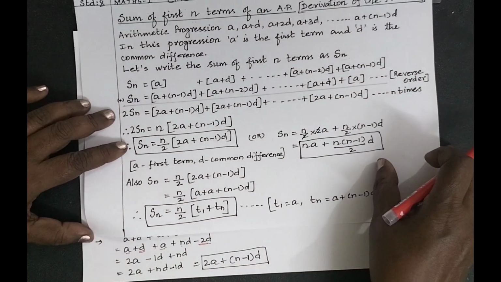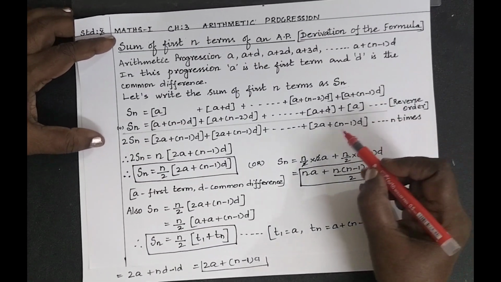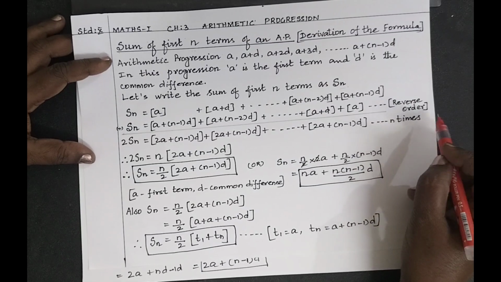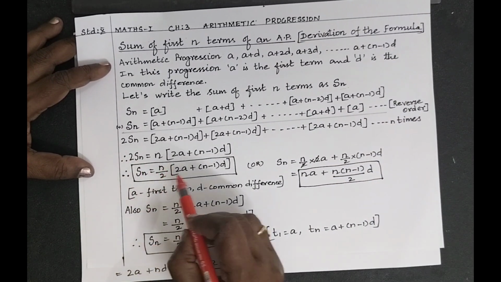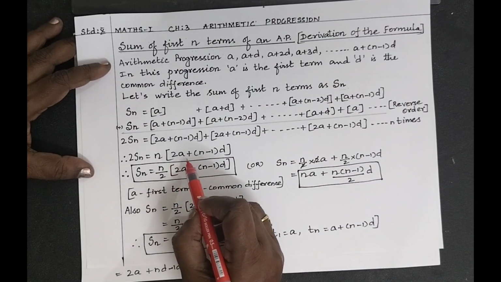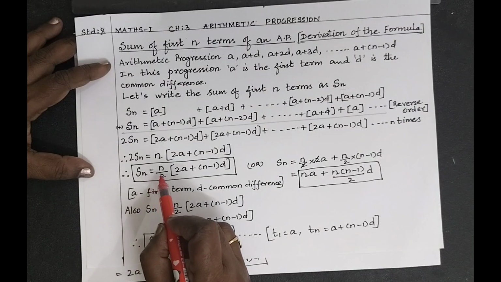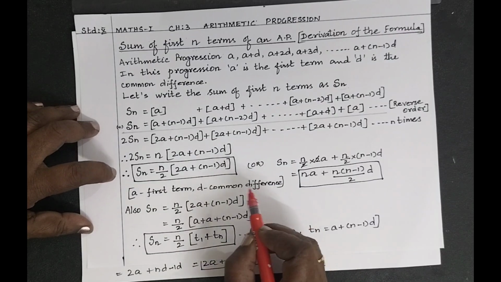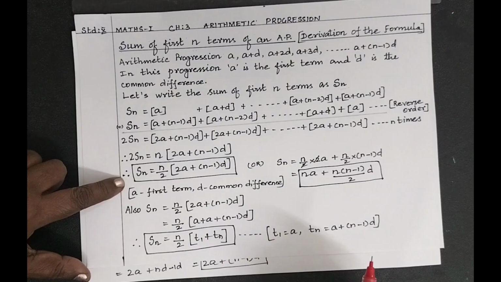In the same way, when we add the third term and the third last term, we will get 2a plus (n minus 1) into d everywhere. And therefore, 2Sn is what? This is n times 2a plus (n minus 1) into d. Therefore, Sn equals n upon 2 into (2a plus (n minus 1) into d). This is the formula to find the sum of the first n terms of an AP.